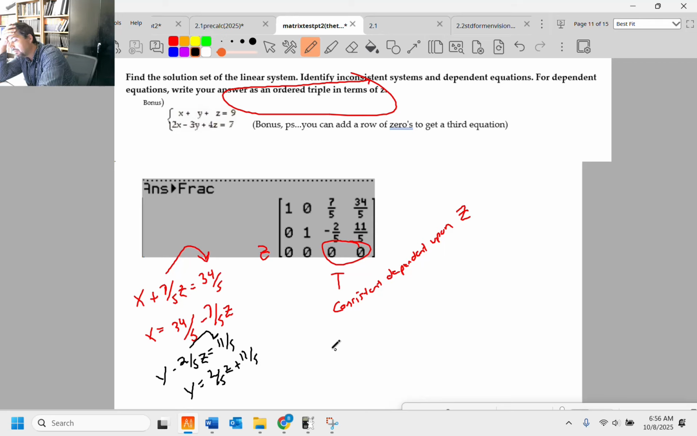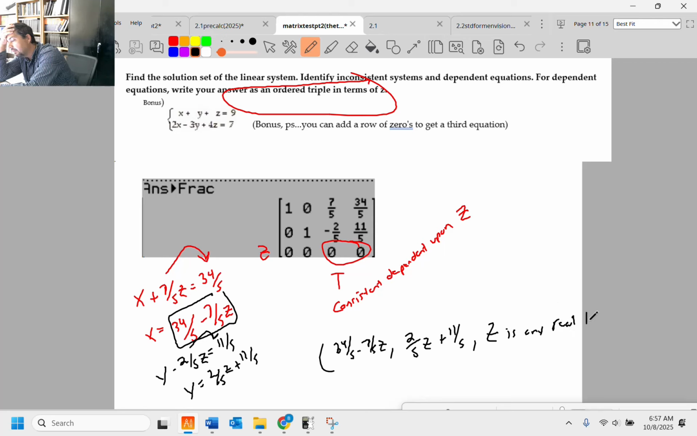And now we're going to write our ordered triple. X ended up being this funny looking thing: 34/5 minus 7/5 of z. Y was this funny looking thing: 2/5 of z plus 11/5. And we're dependent upon the value of z. So z is any real number. Or you might just write z is an element of the real numbers. And I believe that's it.